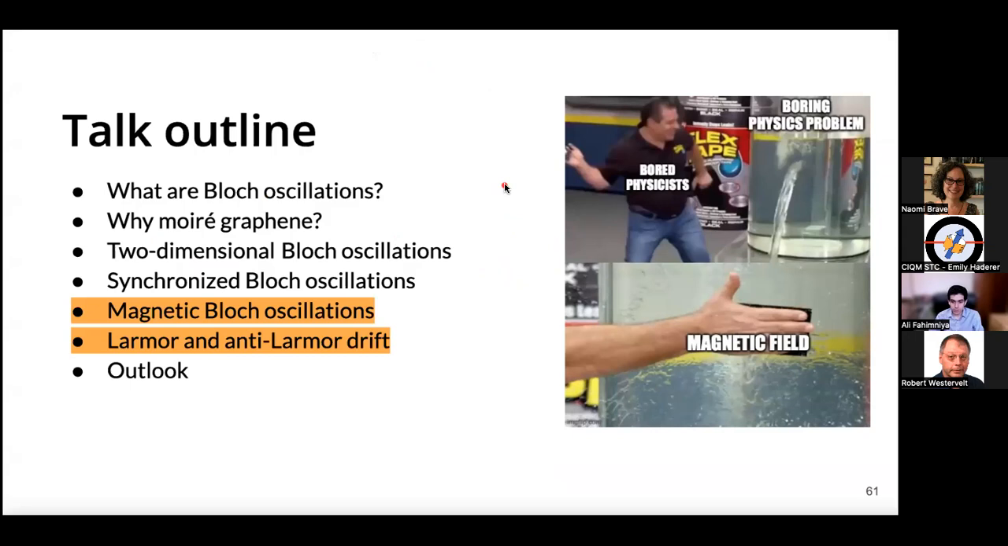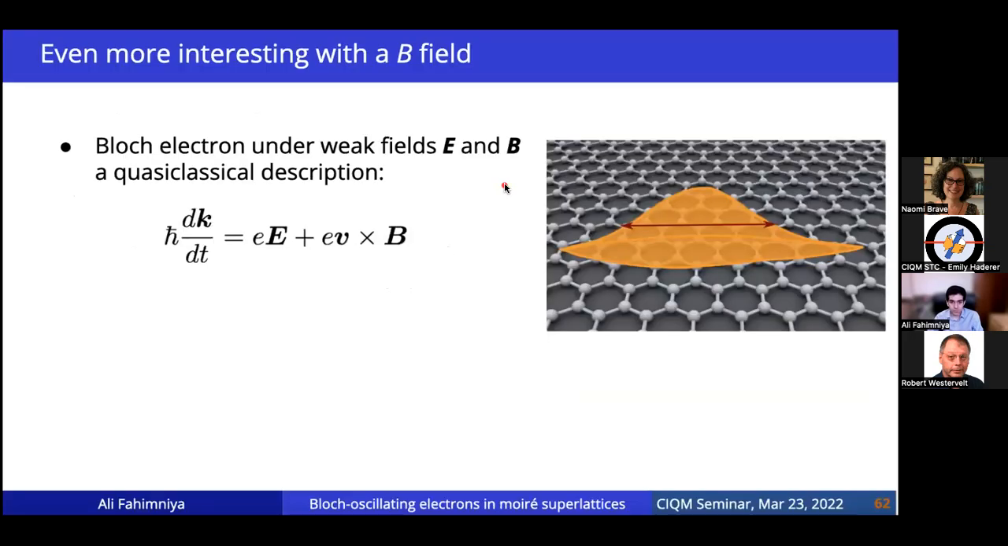Okay, like a true physicist, we're gonna add magnetic field to the problem and describe the regimes of Bloch oscillations in the presence of a magnetic field. In the presence of a magnetic field, we expect an interesting interplay between Bloch oscillations as a result of the electric field and cyclotron dynamics as a result of the applied magnetic field. How can we describe it? At weak fields, and I'm gonna tell you what weak is, it's okay to continue using the quasi-classical equations of motion. We just need to add the magnetic Lorentz force in Newton's law.